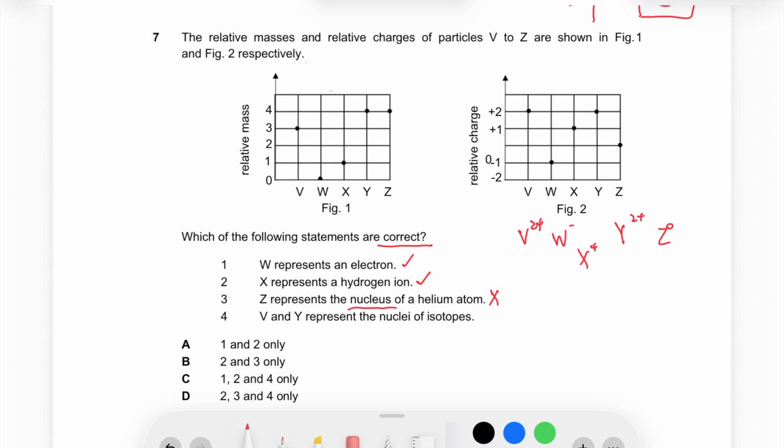So it's wrong. V and Y are nuclei of isotopes, because V is 3, Y is 4. So Y is heavier. It means they have the same number of protons but a different number of neutrons, so that's why the masses are different. So it seems good. The answer is 1, 2, 4. Answer is C.